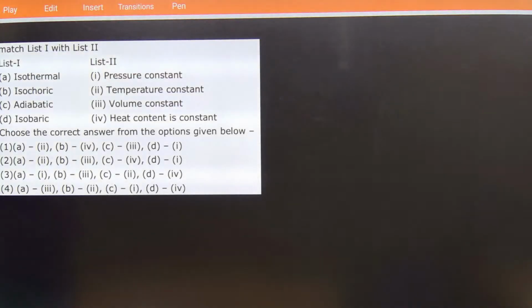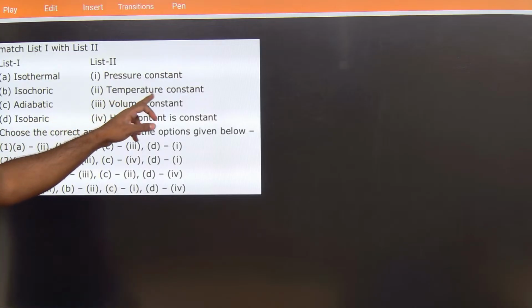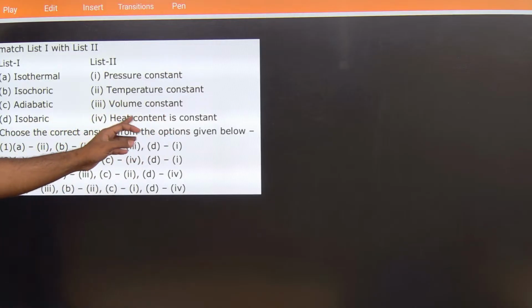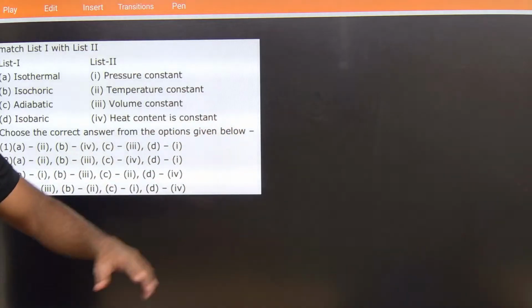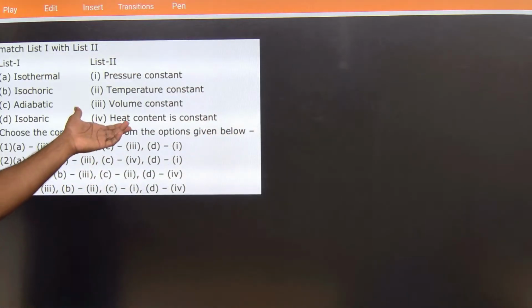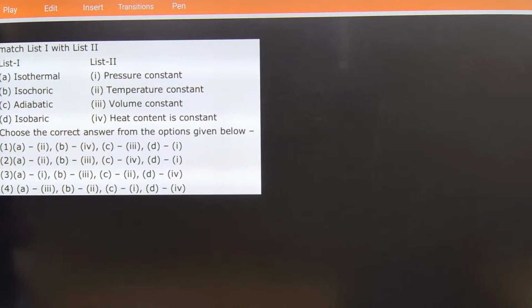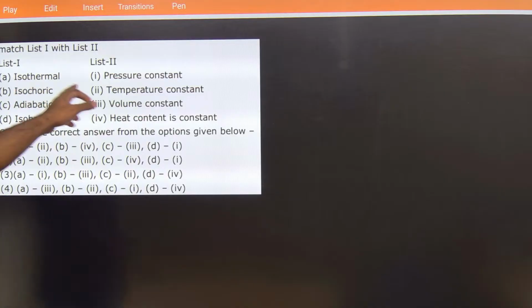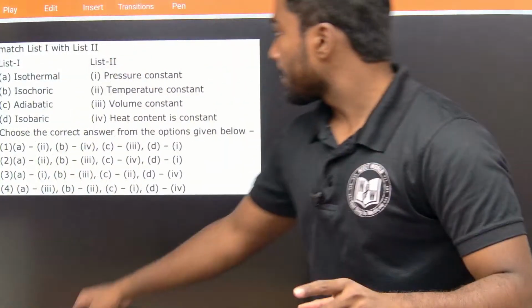So the next question is, match list 1 with list 2. List 1 is given as isothermal, isochoric, adiabatic, isobaric. List 2 is pressure constant, temperature constant, volume constant and heat constant. So heat content is constant. So I need to match it. Isothermal, thermal in the sense heat, right? Is it? Temperature. Yeah. Isothermal, temperature constant.